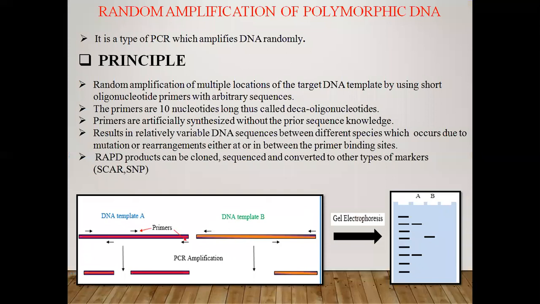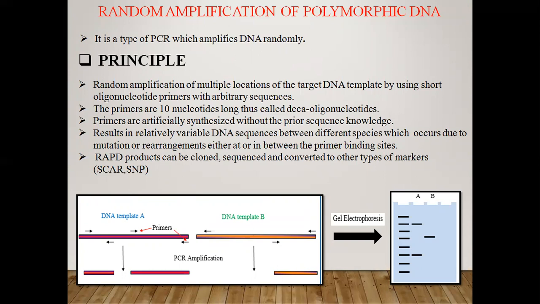So first I'll go with a brief principle. As I told, it's PCR based, and it's based on the principle that random amplification of multiple locations of the target DNA template is done by using short oligonucleotide primers with arbitrary sequence, and the primers are 10 nucleotides long, and thus they are called deca-oligonucleotides.